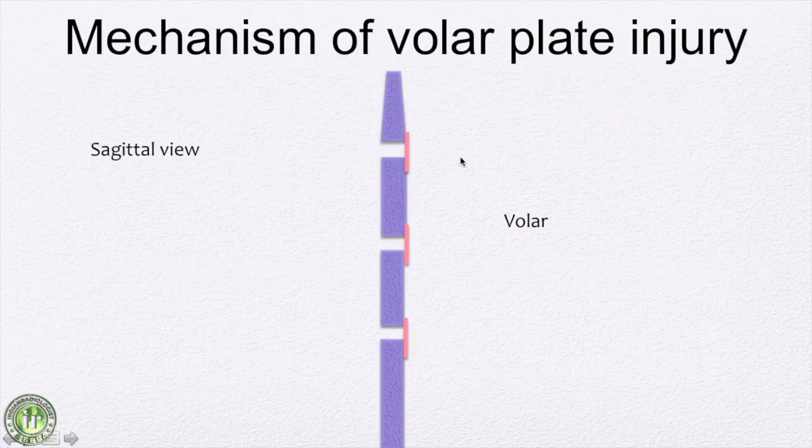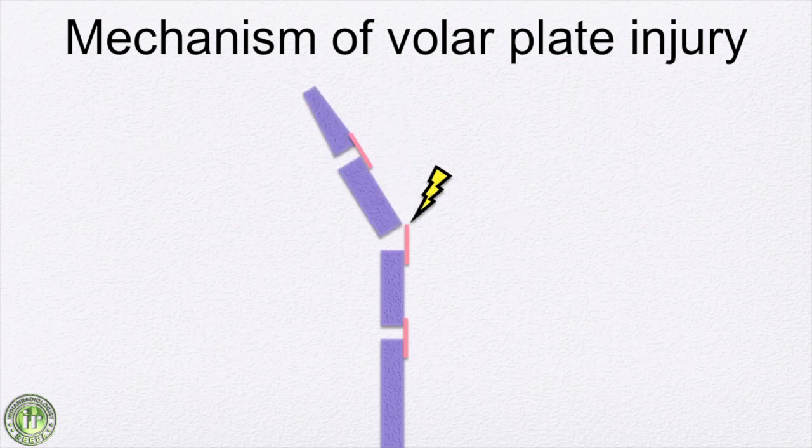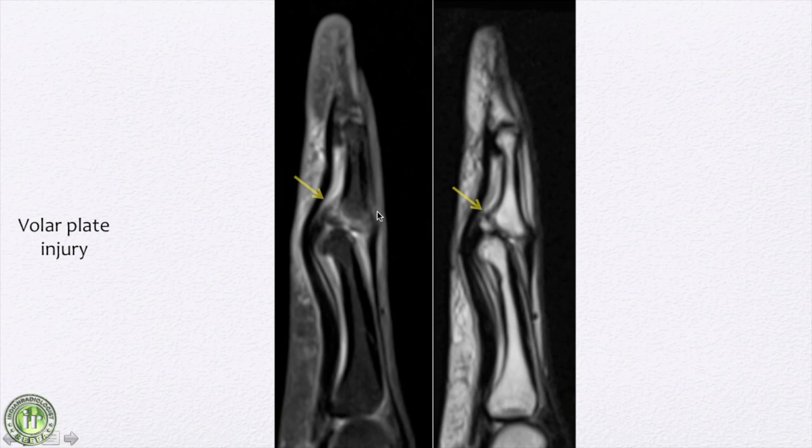Regarding mechanism, this is the sagittal view of the finger and these are the volar plates. Whenever there is a hyperextension injury at the joint, it will result in a volar plate injury. Now in this patient, you can see that there is an osseous avulsion at the base of the middle phalanx at the attachment of the volar plate. The plate is well attached to this osseous piece. Another thing to see is that there is a dorsal subluxation at the proximal interphalangeal joint. As I told you, subluxations and dislocations are common with volar plate injuries.